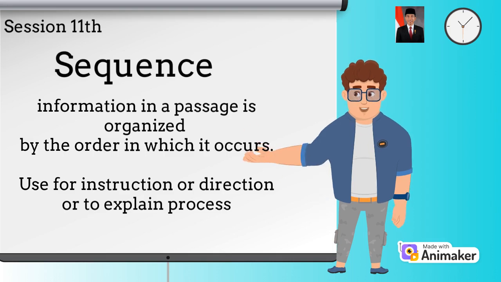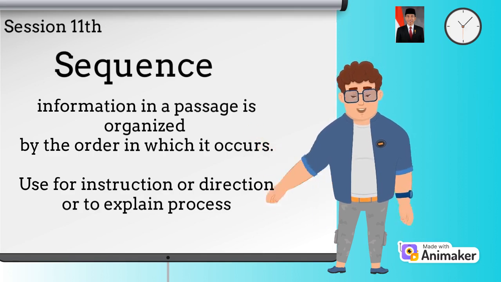Sequential order, or process writing as it is sometimes called, is when information in a passage is organized by the order in which it occurs. This method of organizing text is generally used for instructions or directions, but it can also be used to explain processes in nature or society, such as how a president is elected.